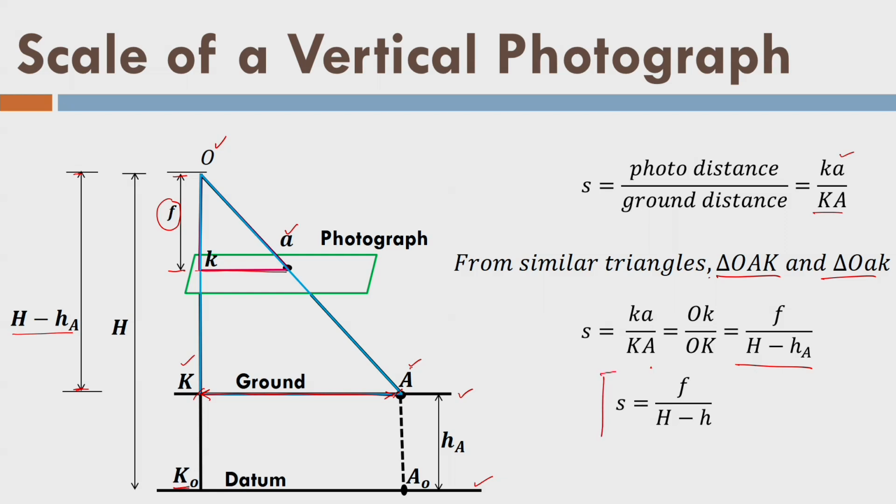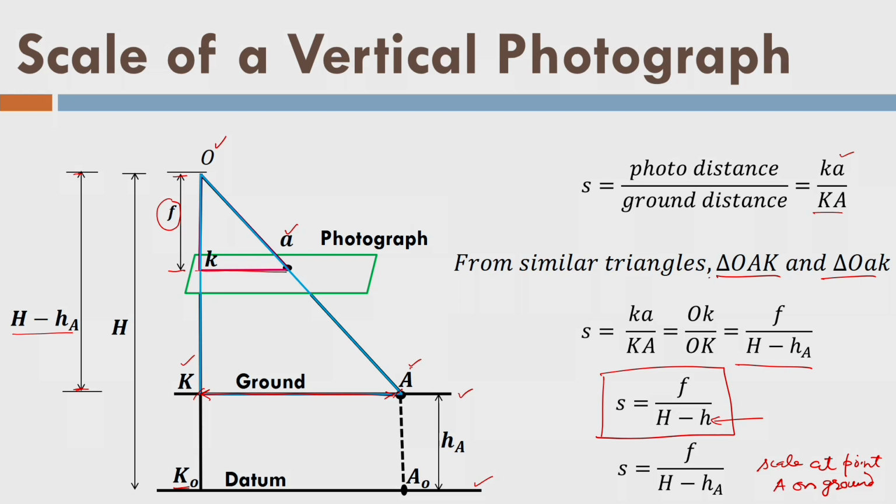So, I can write in general, for any point having h elevation, I will have the scale, and that is what we call the point scale, the scale at that particular point. So, I hope you get the idea what this is. So, at point A, I have this scale, A on ground, right. Because h_A is above the datum, you will get a better or higher scale on the photo. Similarly, what if the point A is below the datum?